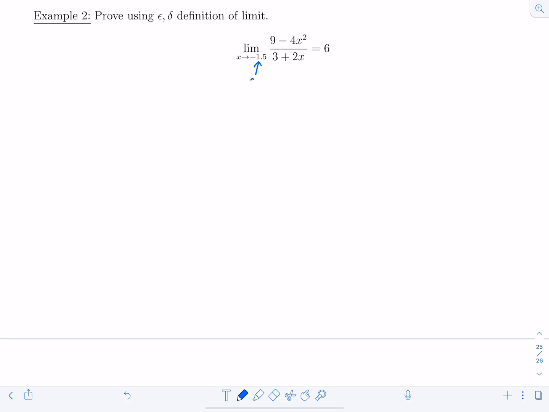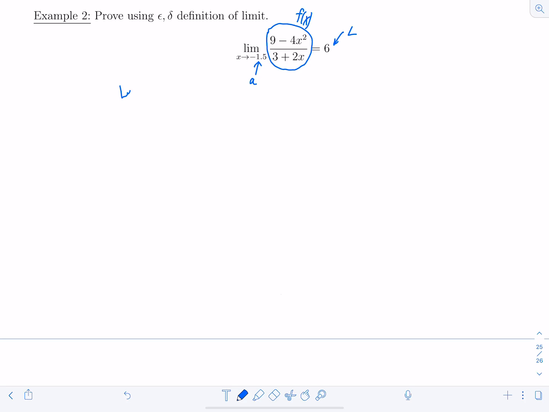So negative 1.5, that's a. This expression here, this is your function, this is f of x. And 6 is the limit. Okay, and then just follow this example. Use it as your template anytime you're using the precise definition to prove a limit.